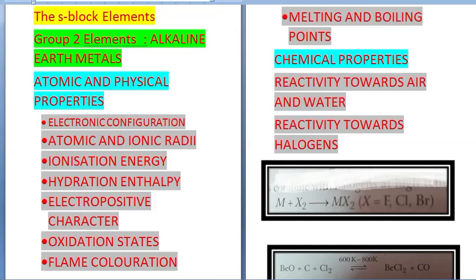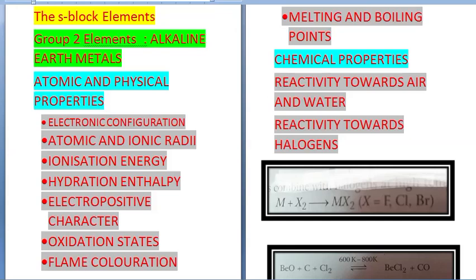Next property is ionization energy. Now, the first ionization energy, when you remove an electron for the first time from the alkaline earth metals, is higher than that of alkali metals. Why? Because the nuclear charge is more than alkali metals. But the second ionization energy of alkaline earth metals is smaller compared to corresponding alkali metals. And on moving down the group, from top to bottom, the ionization energy decreases.